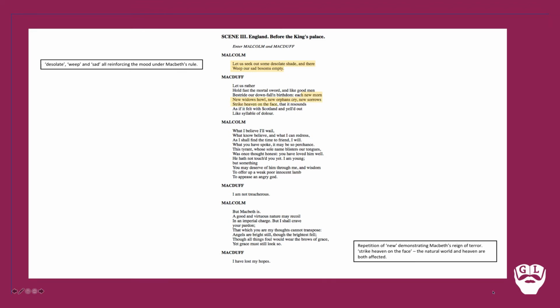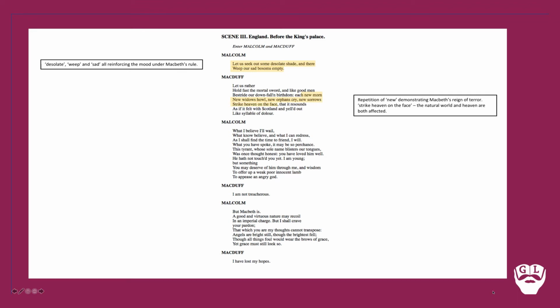This repetition of "new" here is demonstrating Macbeth's reign of terror. Strike heaven on the face. Notice the natural world and heaven are both affected. Remember, Macbeth is not only king of Scotland, but king of the heavens as well, and in doing so, he is torturing both realms.